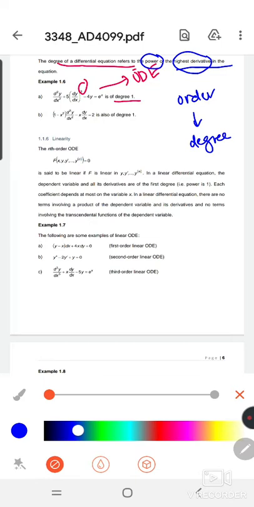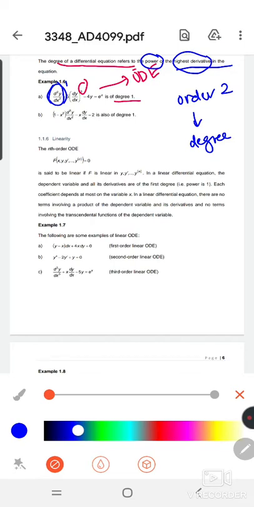Okay, so kat sini highest derivative or highest order is 2. Nampak tak? Sebab dia ada second derivative. Okay, so order this one is 2 sebab d square y dx square yang highest derivative. And then bila kita tengok kat sini, degree dia adalah 1 sebab dia tak ada kuasa kat sini kan. So kalau tak ada kuasa, kita anggap dia kuasa 1. Okay, so that's why the answer for example 1.6 is degree 1.